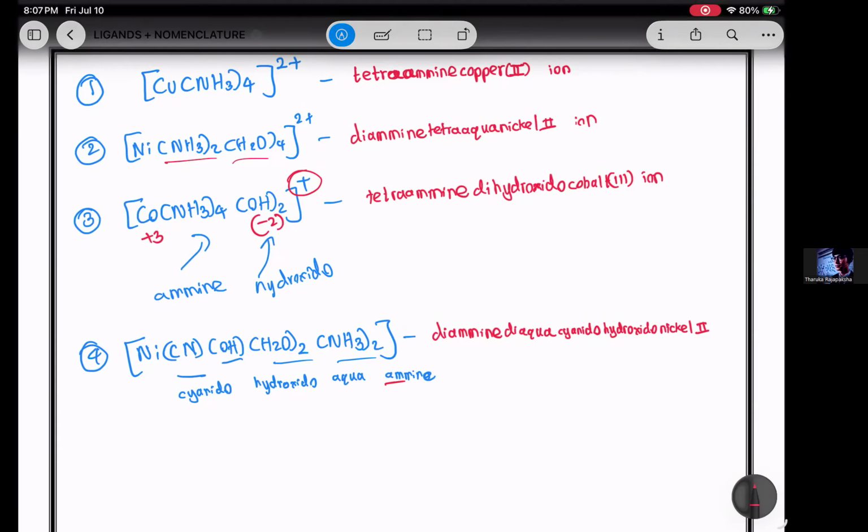Nickel 2. Now Rifana, you can't use Arabic numerals. You can't use it like this. You have to use it like this. Only Roman numbers have to be used. We are writing within brackets. It's not compulsory.